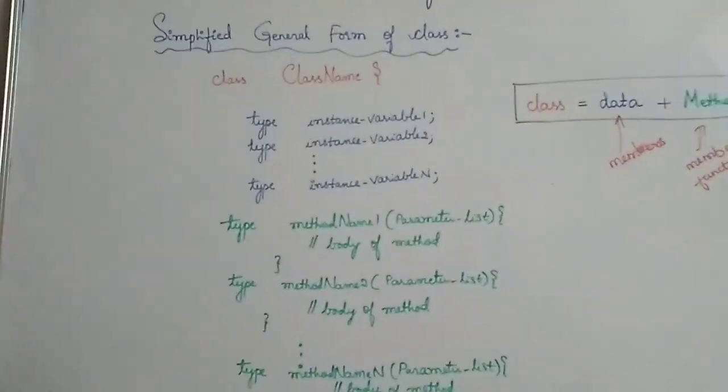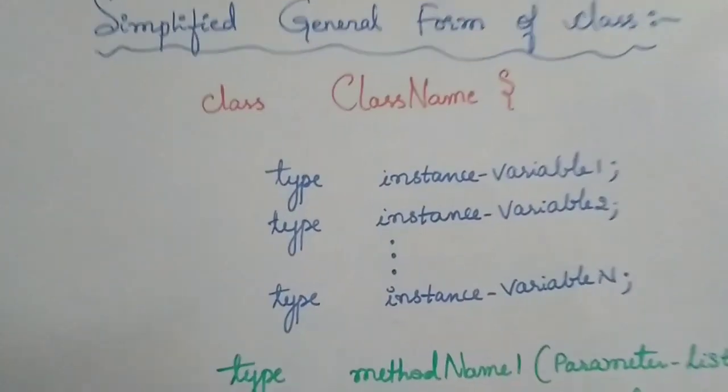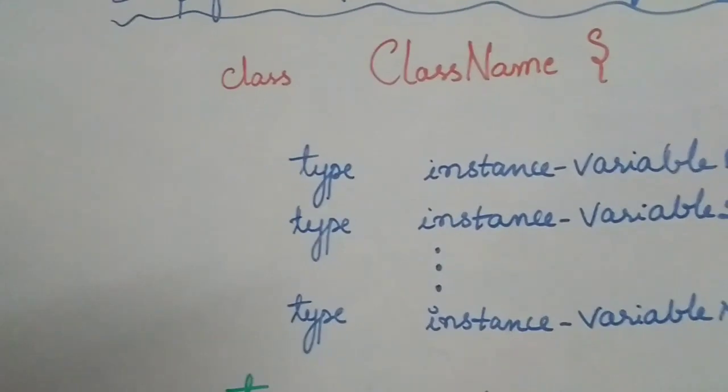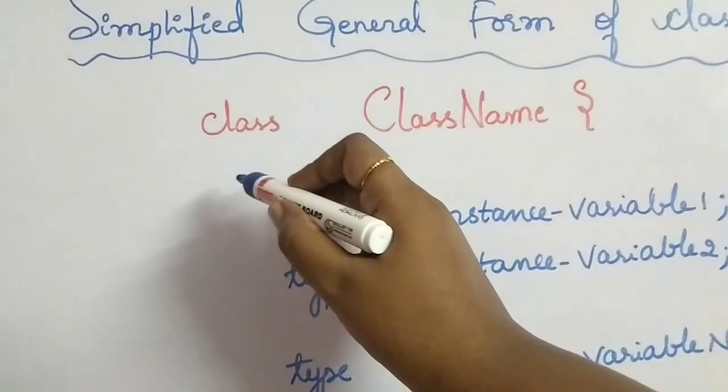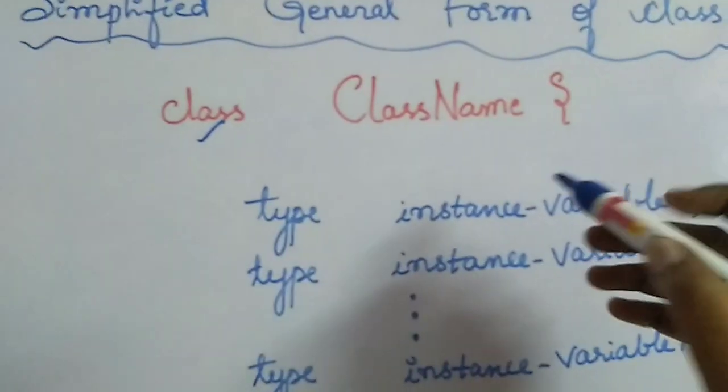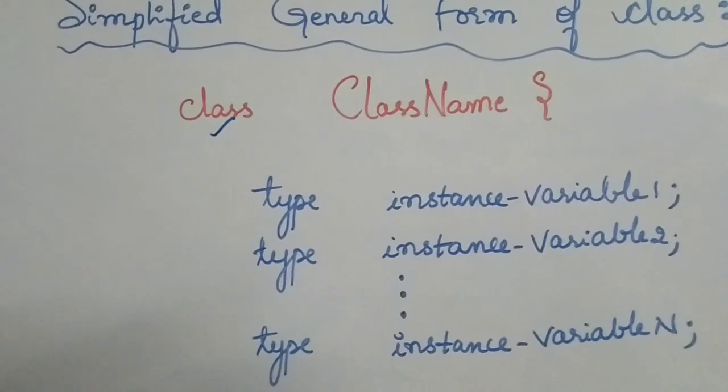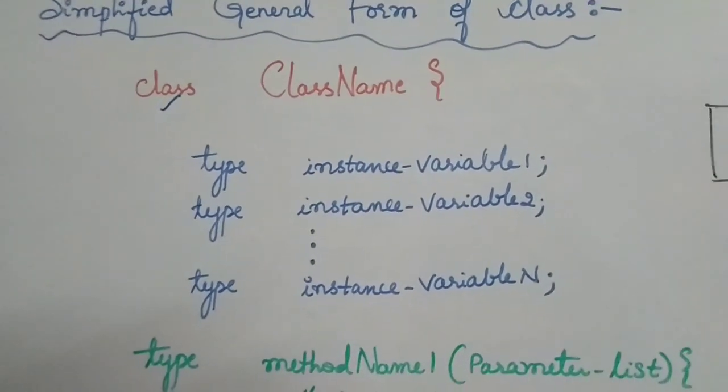As you can see in the red, I have given the class name. The class is the keyword. You can create a class only by using the keyword class. This is the class keyword, followed by the class name. The class name is given in upper camel case. This I have declared in identifiers.